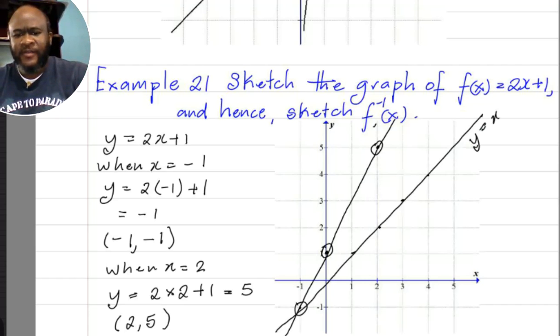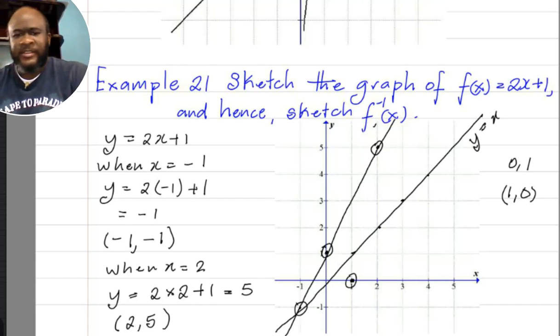Now let us reflect. Remember, if you reflect a point in the line y is equal to x, the x and y coordinates interchange. So the point we have here, which is the y-intercept, which is 0, 1, would become 1, 0. So 0, 1 is on the function, and 1, 0 would be the corresponding point on the image. So that would be here. All right.